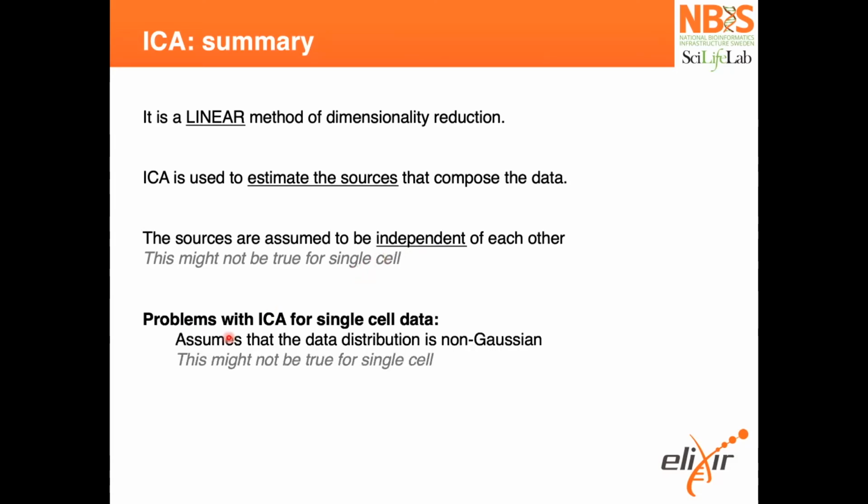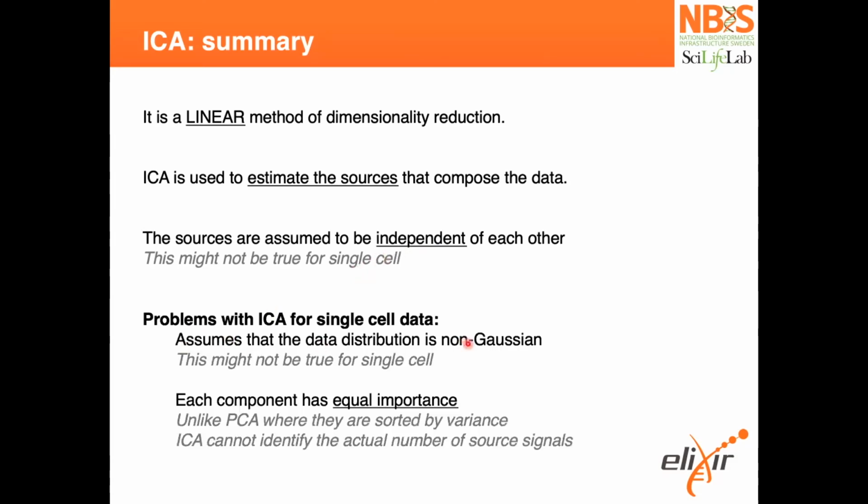Some of the problems: it assumes that the distribution is not Gaussian, which might not be true, and each component has equal importance. So the problem is that you need to know how many independent components you want to look for, because with PCA you can sort or filter them by importance, but for ICA, all of them will be important. So these are some of the problems with ICA.